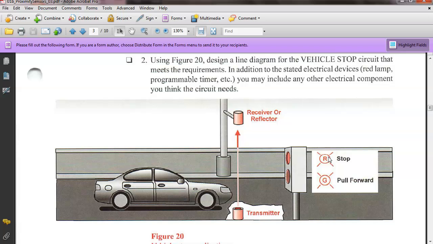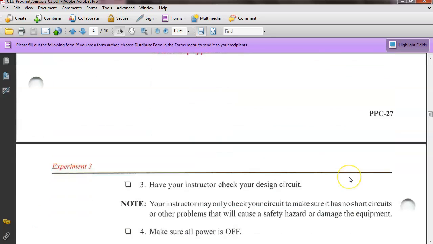So what's going to happen is once the car pulls up and breaks the beam, the red light's going to come on, it's going to stay on for a certain amount of time, and then it's going to go off. And that's as far as we're going to go. We're not going to get into running everything else. So all we're going to do on this lab, your team is going to have to design this. We'll have fun with it. So lab 3 is a design project.